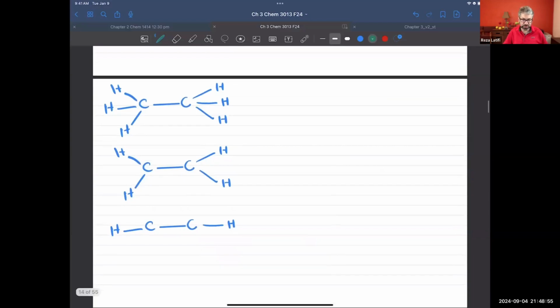Let's write some example about it. The first one has two carbons, 1, 2 carbon, and I see a single bond between them. Okay, so I want to say I have 2 carbons. I go with ETH. That one represents 2 carbons.